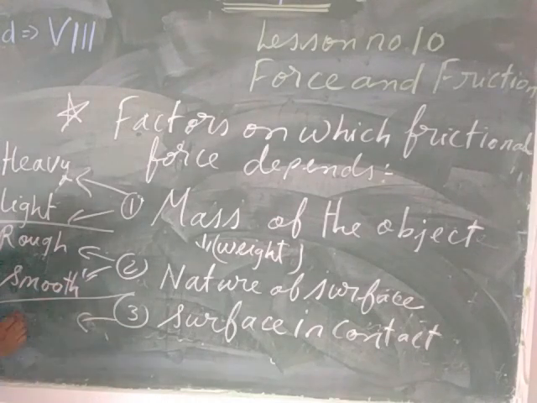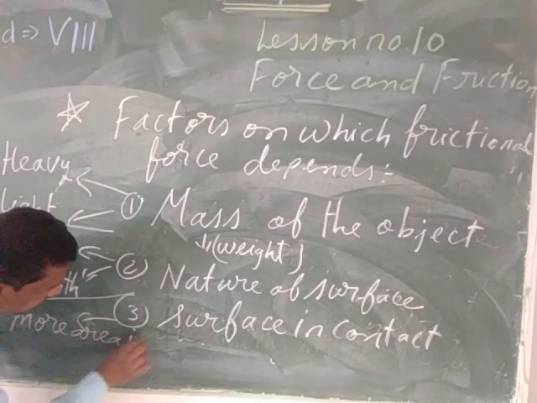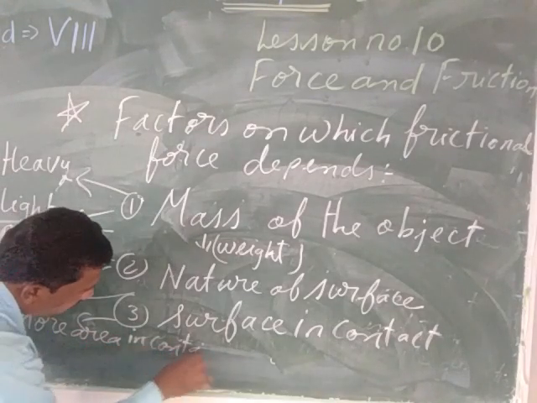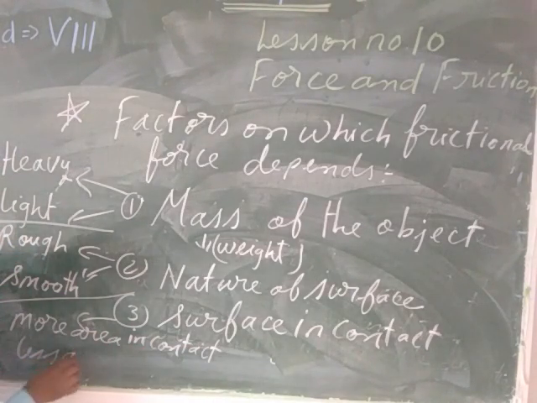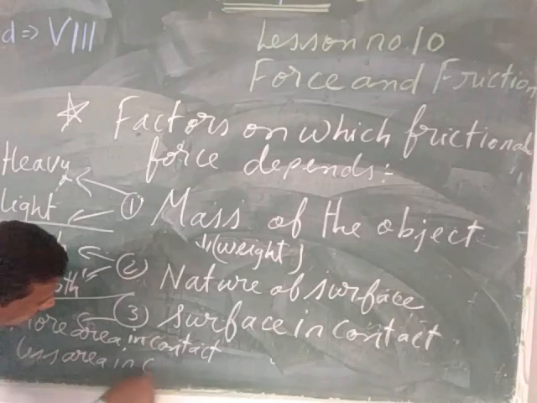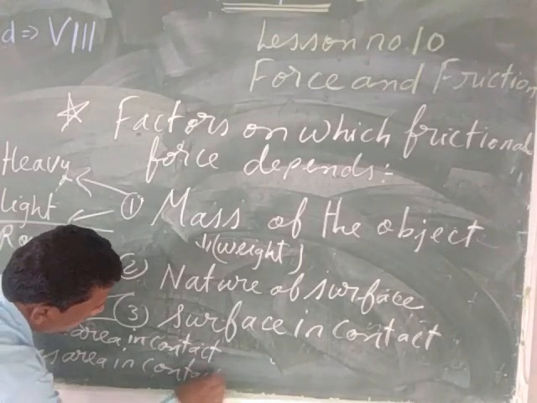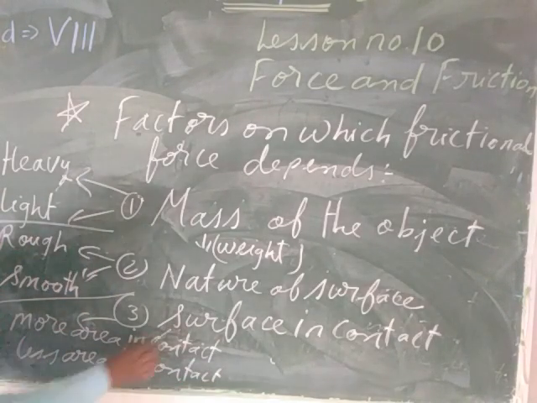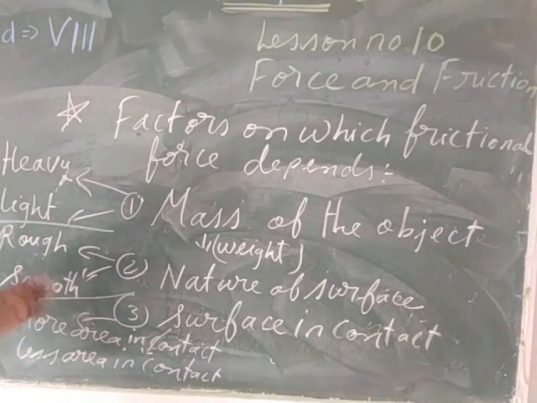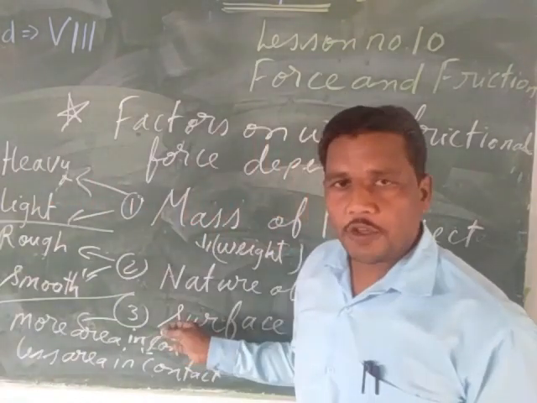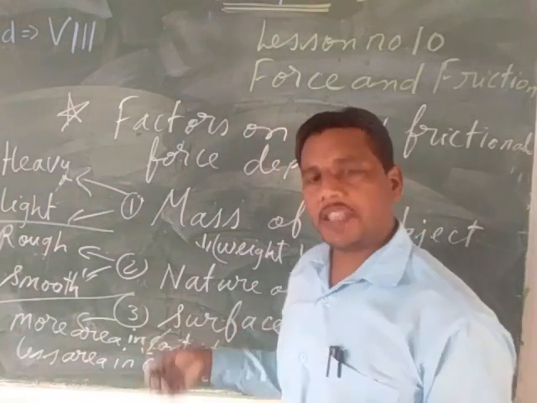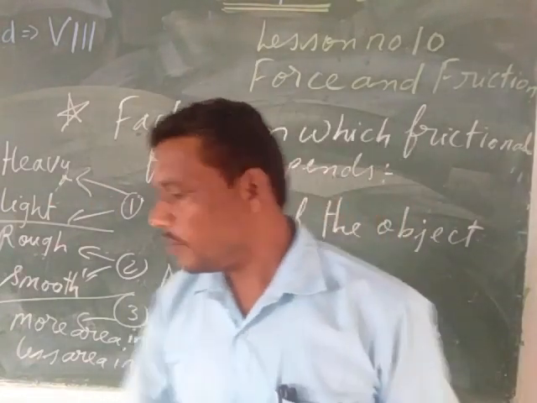Now it is surface in contact. More area in contact, then more frictional force. Less area in contact, then less frictional force. So my child, suppose the two surfaces are in more contact, more frictional force will act. Suppose the two surfaces are in less contact, then less frictional force will act.